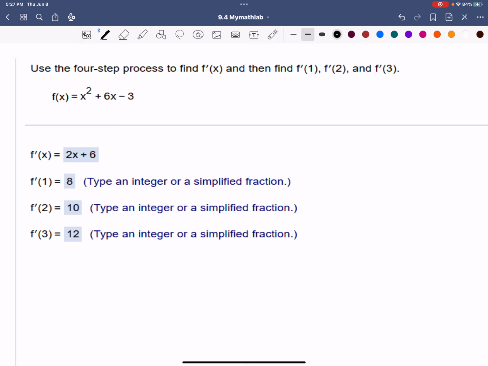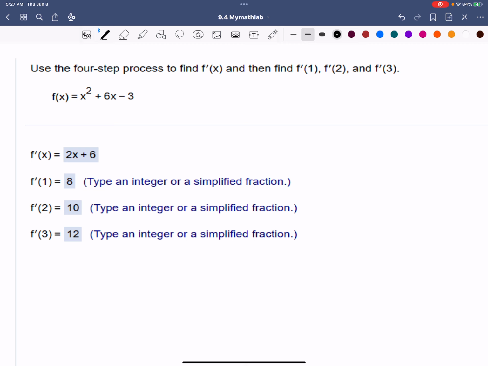In algebra, you will find the function value. In calculus, you will find the rate of change. In algebra, you'll plug in the function. In calculus, you will find the slope or the derivative of the function. So it's different, but one feeds into the other. So let's see what the 4-step process is.